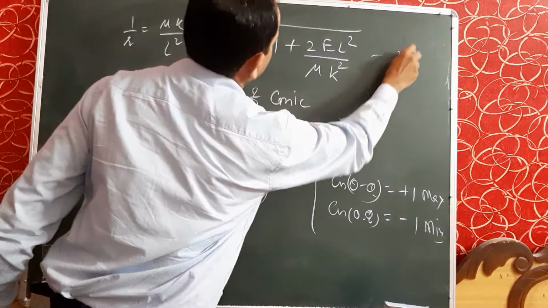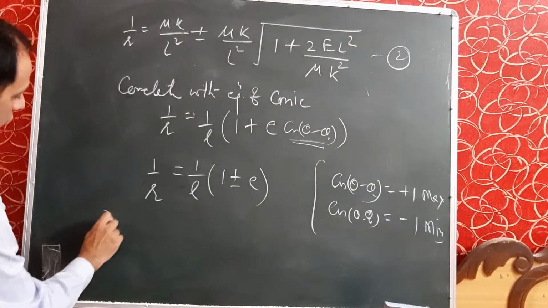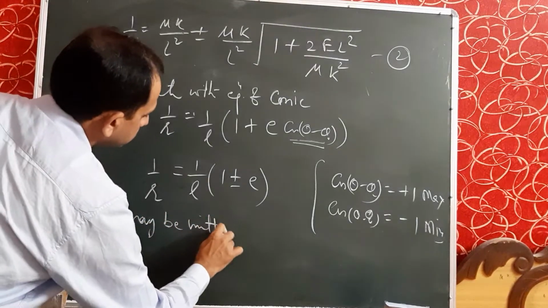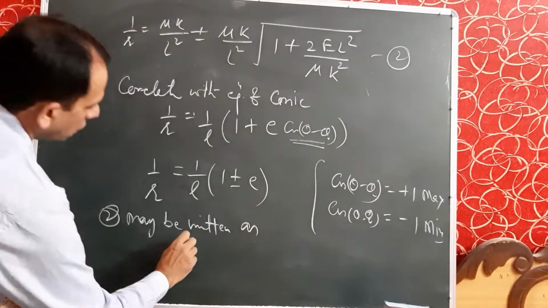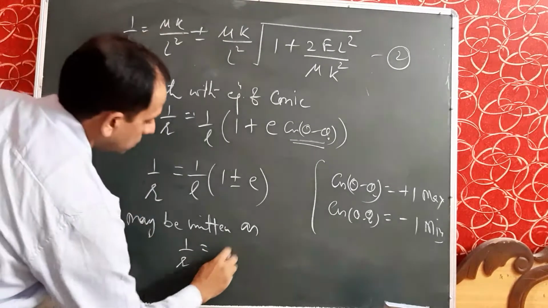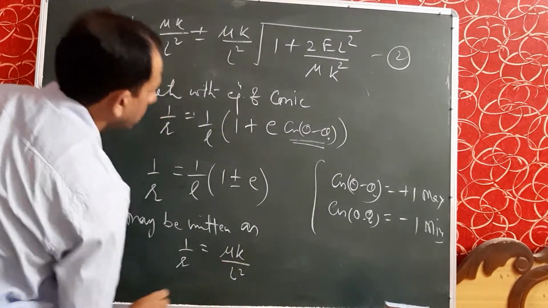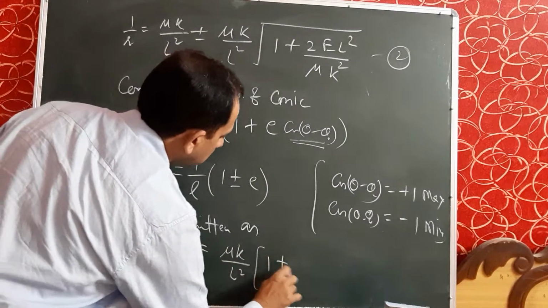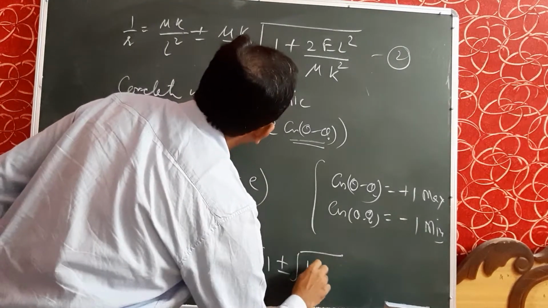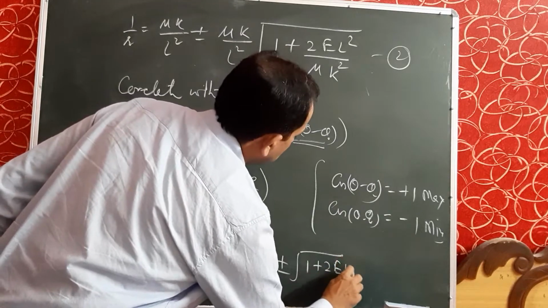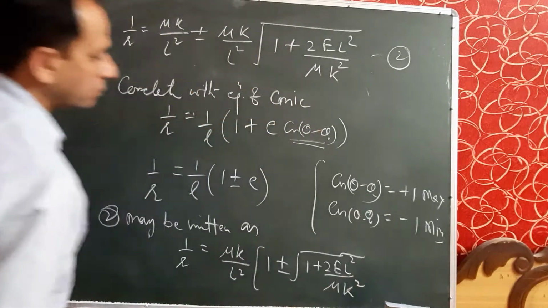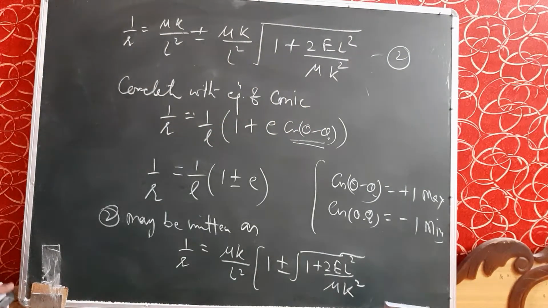So, we will reduce this equation as this. Therefore, let it be equation number 2. So, equation number 2 may be written as 1 by R is equal to, take mu k upon L square common, L square is common, and it will become 1 plus minus under root of 1 plus 2e L square over mu k square. Is it clear? This one.